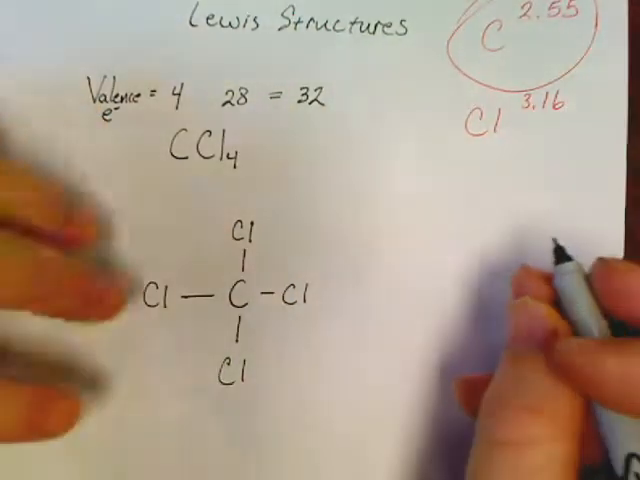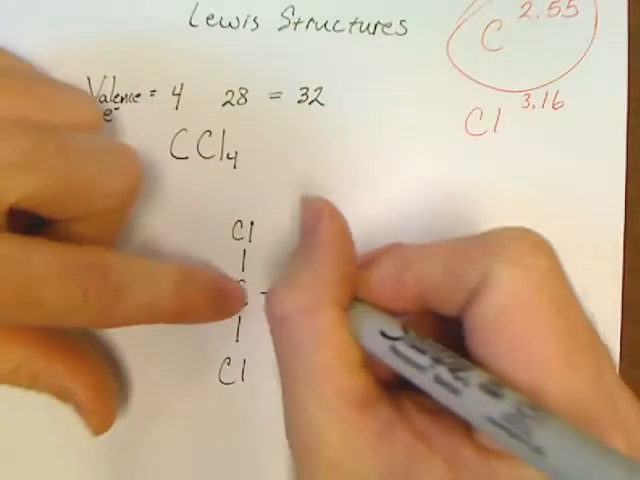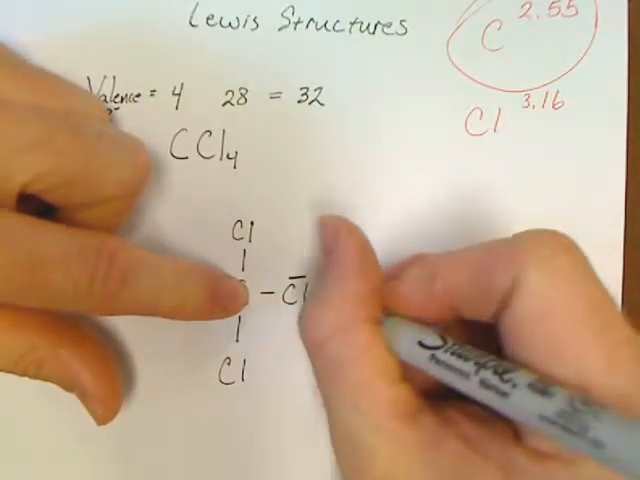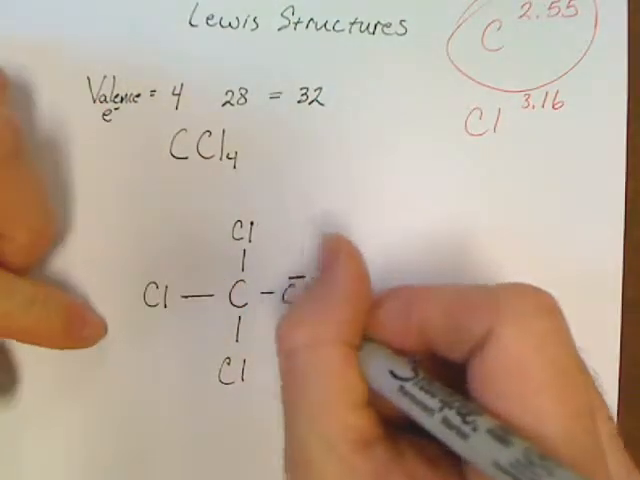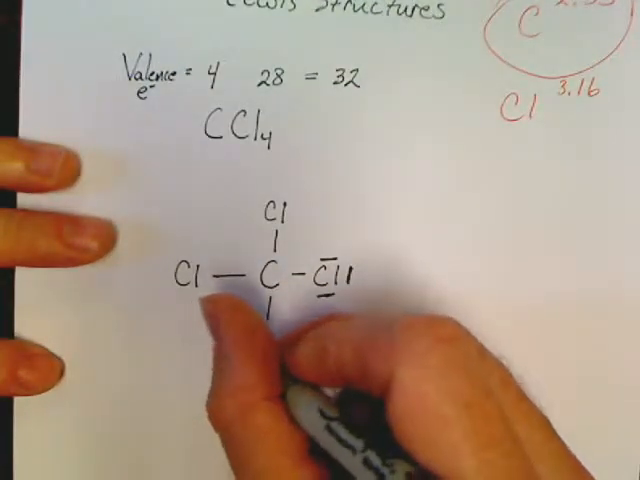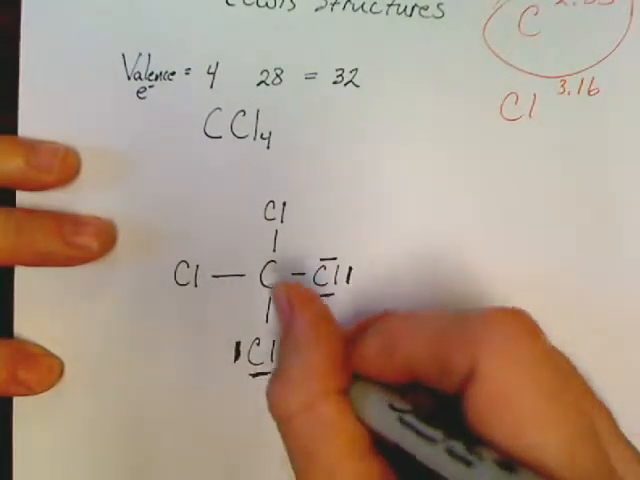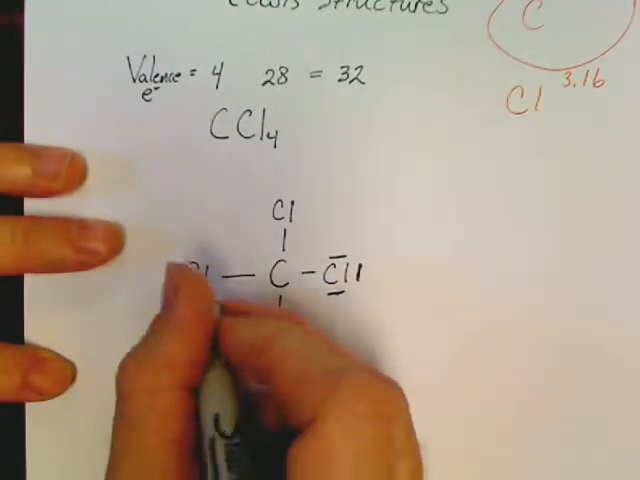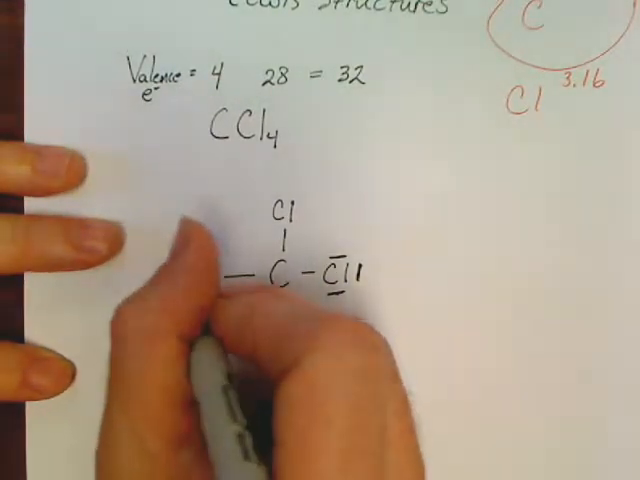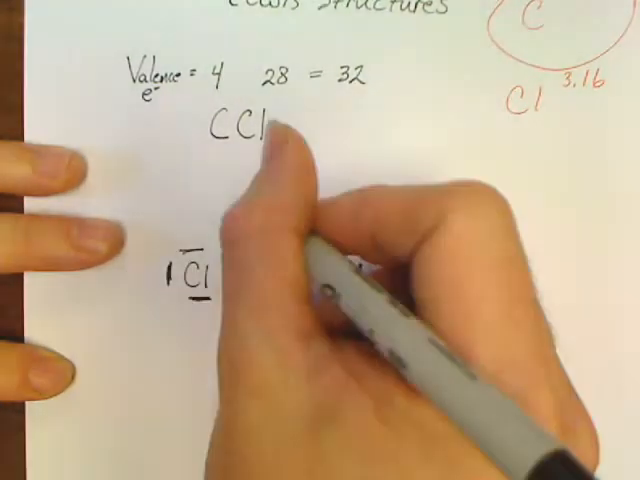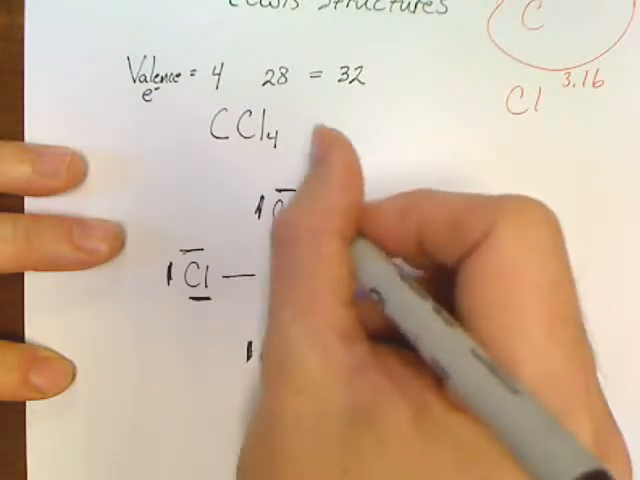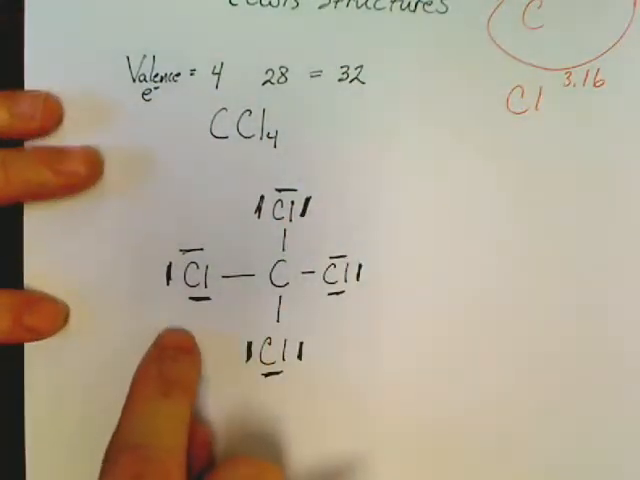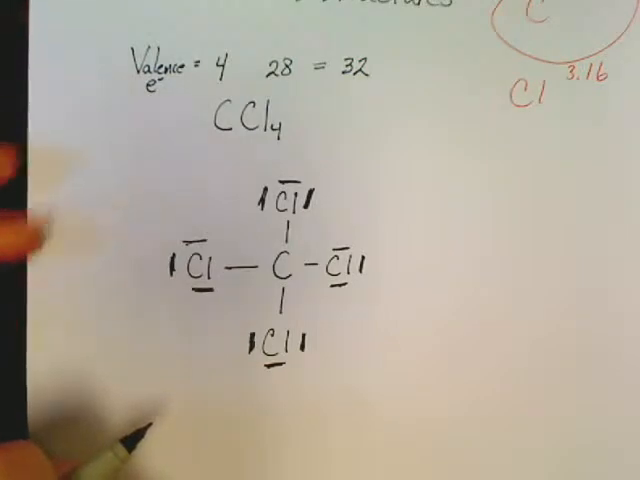Now, for these chlorines, I want to go back and add those lone pairs. Every one of these, I have to make them really bold so they show up. Every one of these needs 8 electrons. So I'm going to go back around it and make sure every one of these has 8 electrons. So each one of these bars represents a pair of electrons.